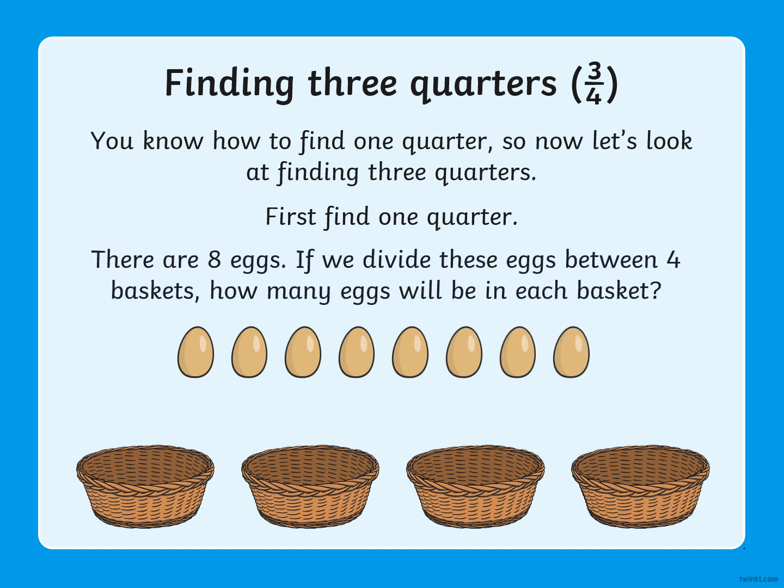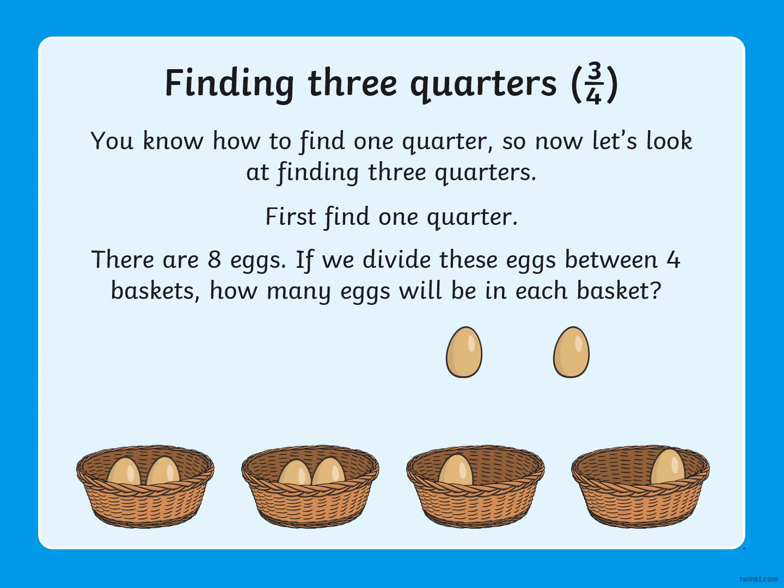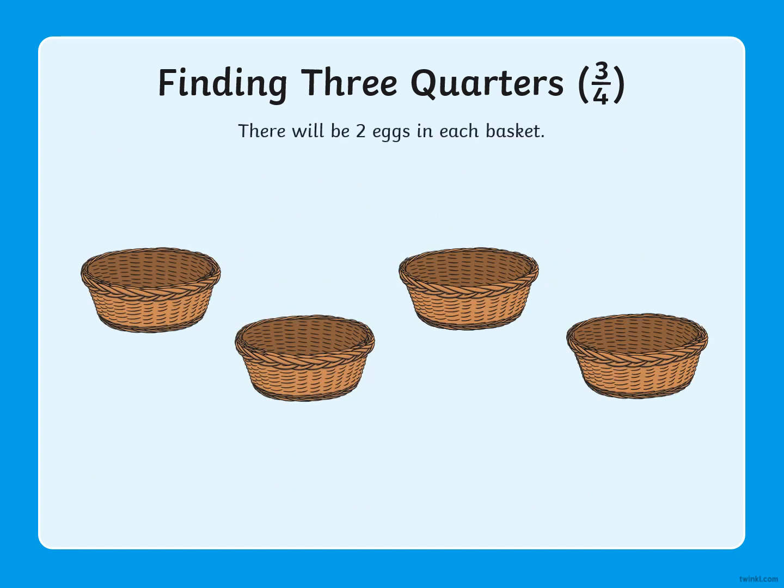There are 8 eggs. If we divide these eggs between 4 baskets, how many eggs will be in each basket? 1, 2, 3, 4. So how many eggs will be in each basket? If you said 2 eggs in each basket, you are correct.